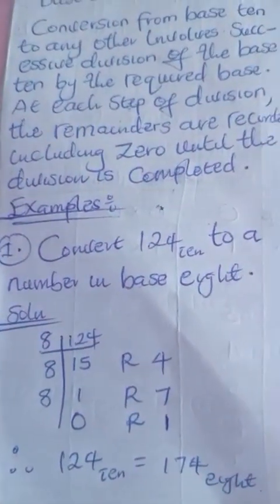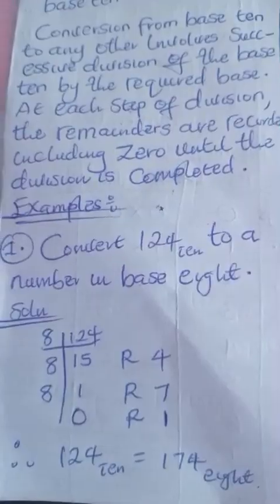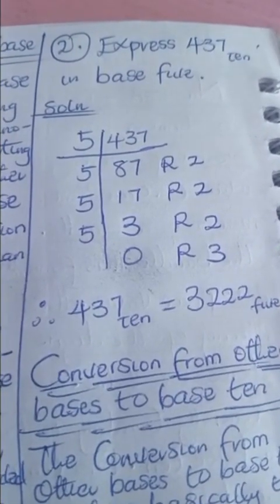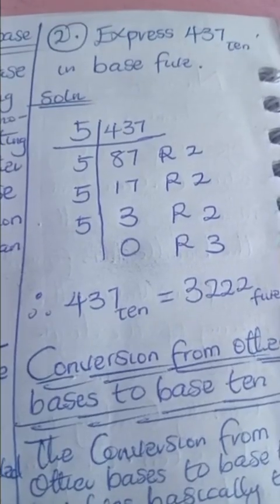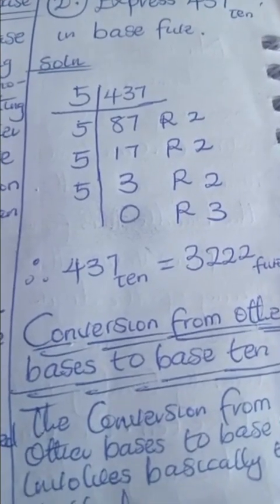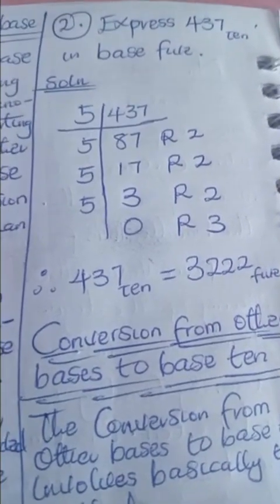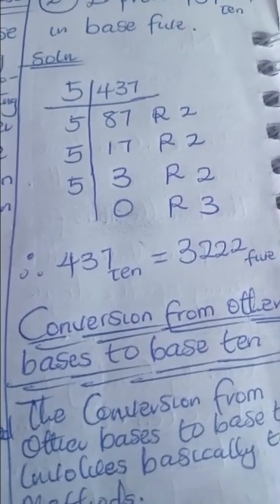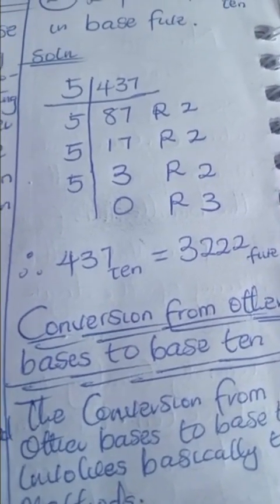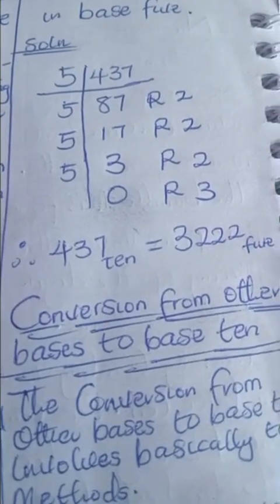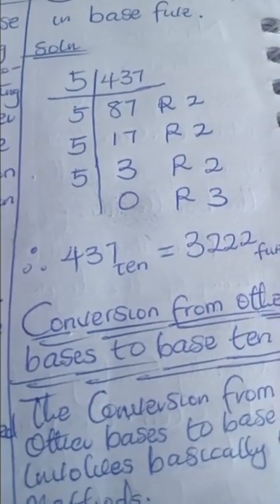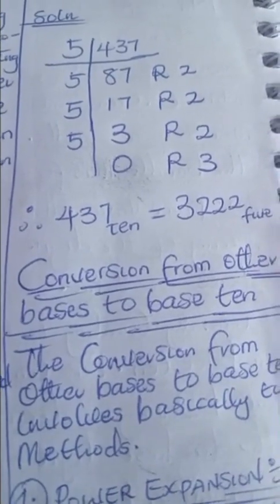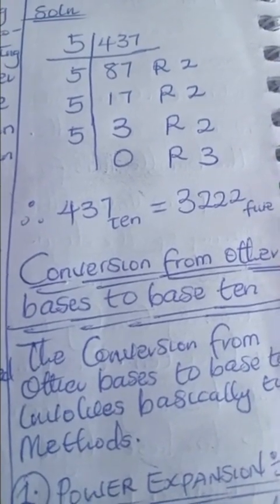Thank you. Let's move straight to another example. Express 437 base 10 in base 5. Look at the solution. 437 divided by 5 is 87, remainder 2. 87 divided by 5 is 17, remainder 2. 17 divided by 5 is 3, remainder 2. 3 divided by 5 is 0, remainder 3. So 437 base 10 is equal to 3222 base 5.